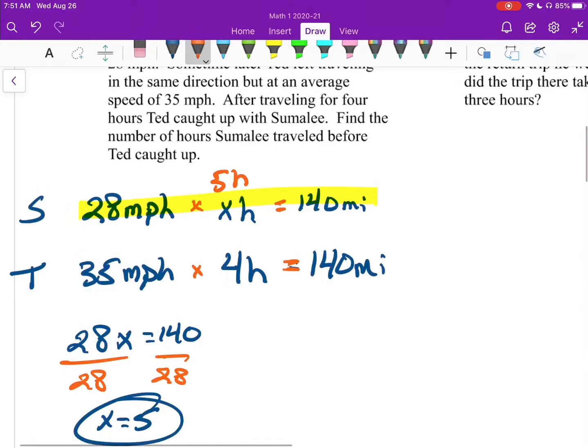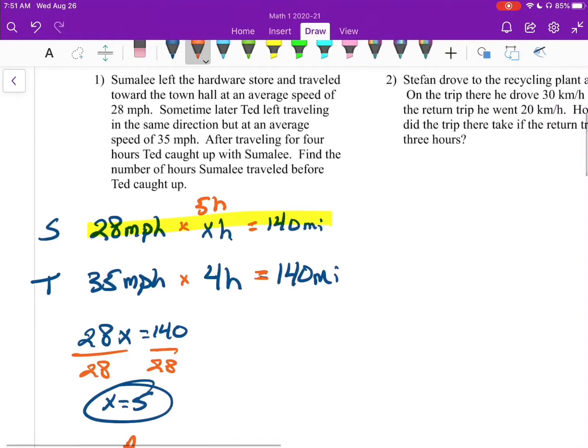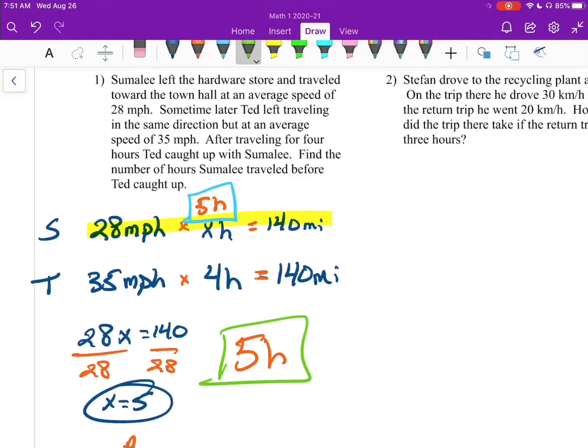And let's make sure that's what the problem actually wants. We'll say find the number of hours Sumali traveled before Ted caught up. Alrighty, so that's 5 hours. Find the number of hours Sumali traveled. So 5 hours, we'll put that down here in big. 5 hours. Alrighty, that is number 1.